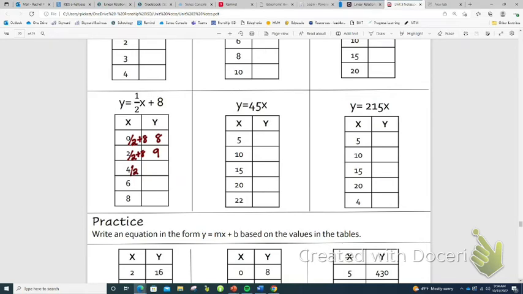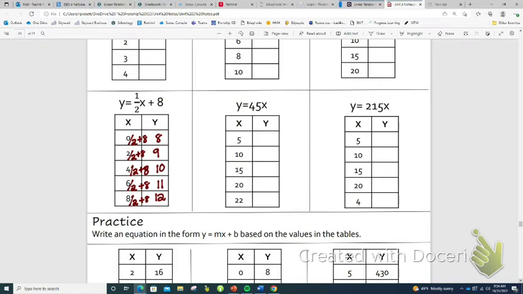Half of 4 is 2, plus 8 is 10. Half of 6, or 6 divided by 2, is 3, plus 8 is 11. And half of 8, or 8 divided by 2, is 4, plus 8 is 12.